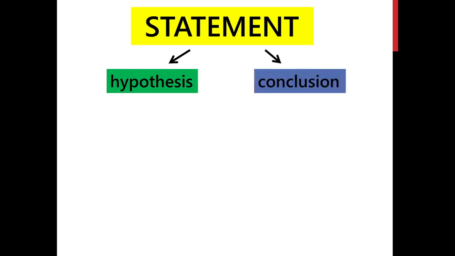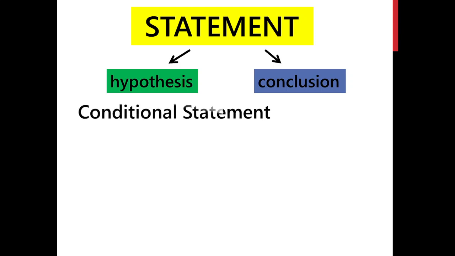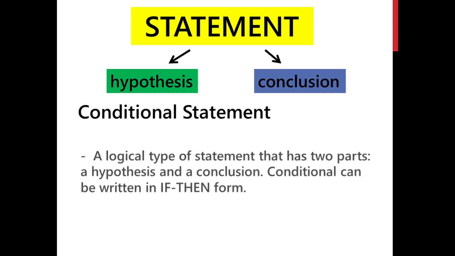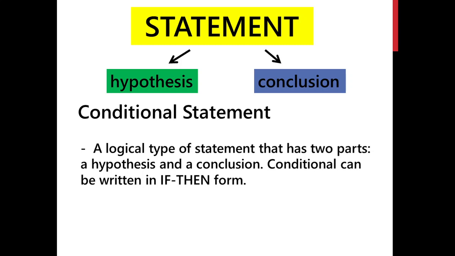Now, a conditional statement is composed of two parts. We have the hypothesis and the conclusion. Let us first define what a conditional statement is. It is a logical type of statement that has two parts, a hypothesis and a conclusion. A conditional statement can be written in if-then form. This is the conditional statement format: if hypothesis, then conclusion.